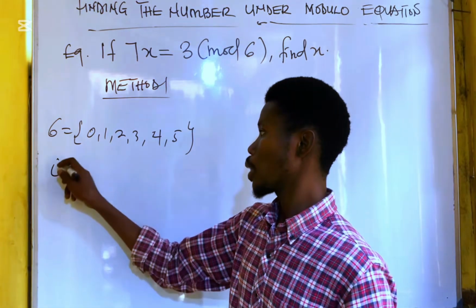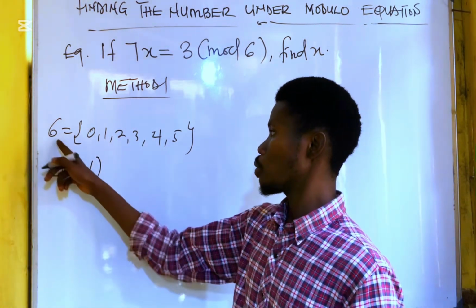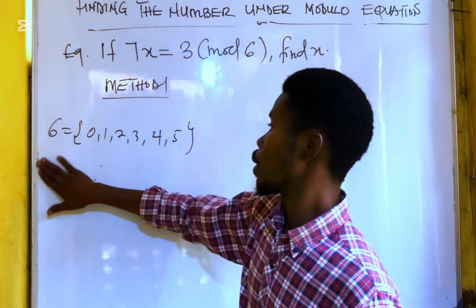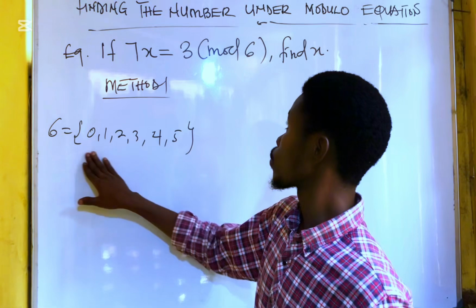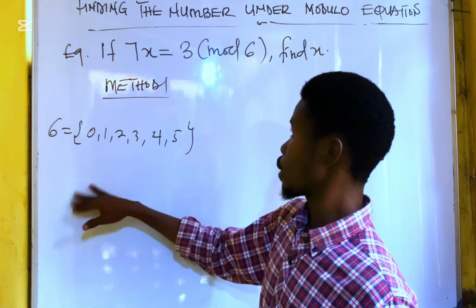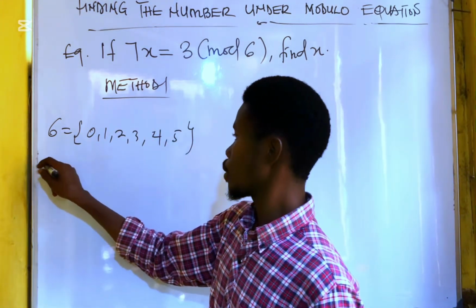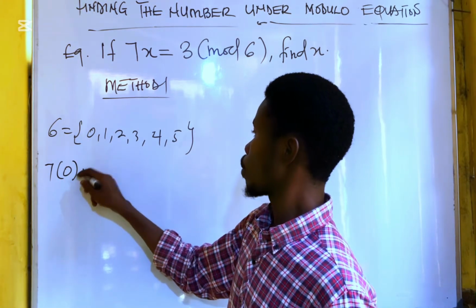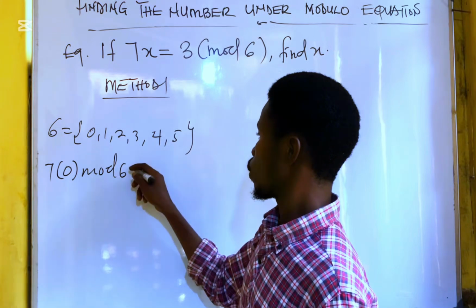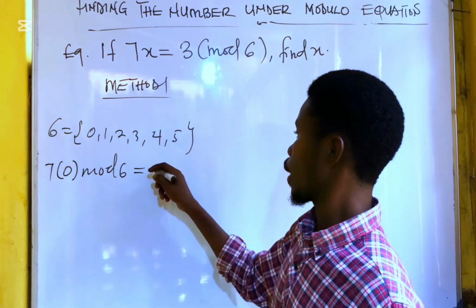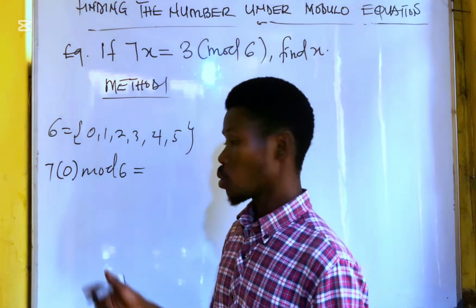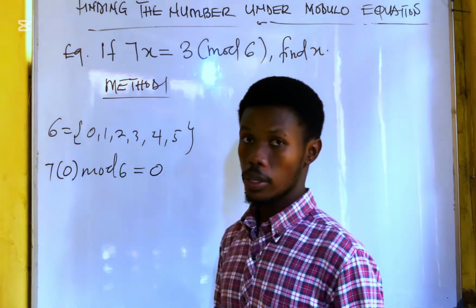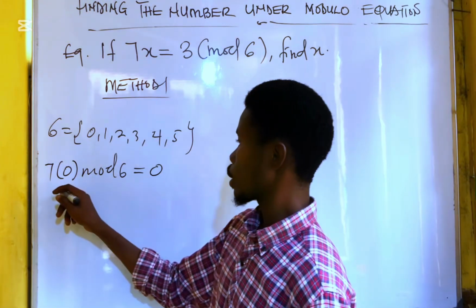So normally we say n minus 1. When it's mod 6, 6 minus 1 is 5. So that is 0 to 5. Now what you are going to do here is test this. When I pick 7 times 0 under mod 6, will I get 3? The answer here is no. 7 times 0 is 0, and 0 mod 6 is still 0. Is that okay? Now we move on to the next one.